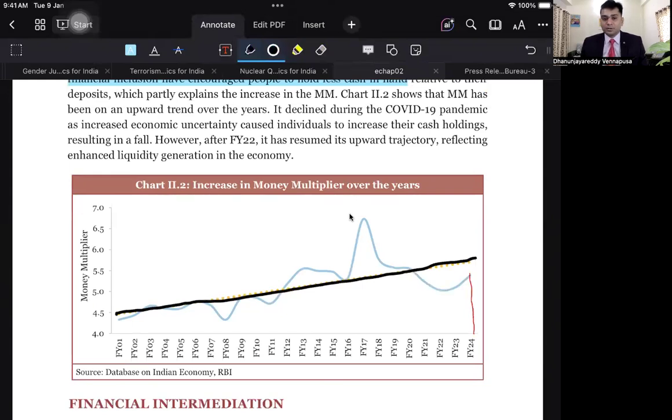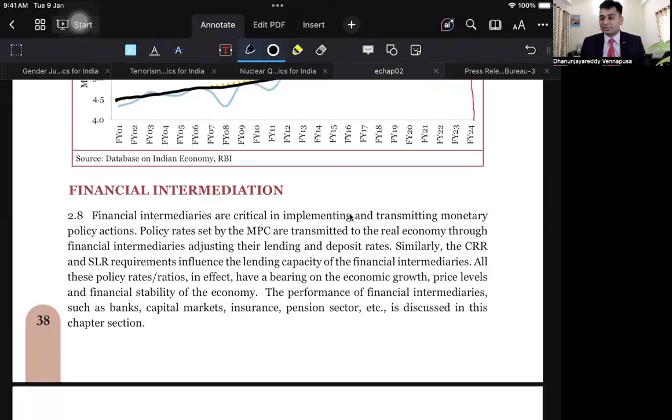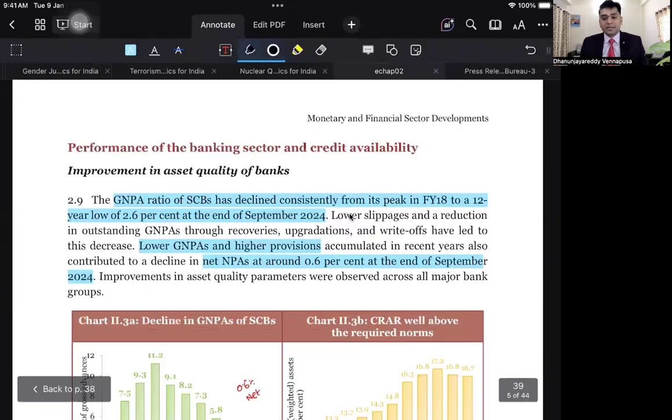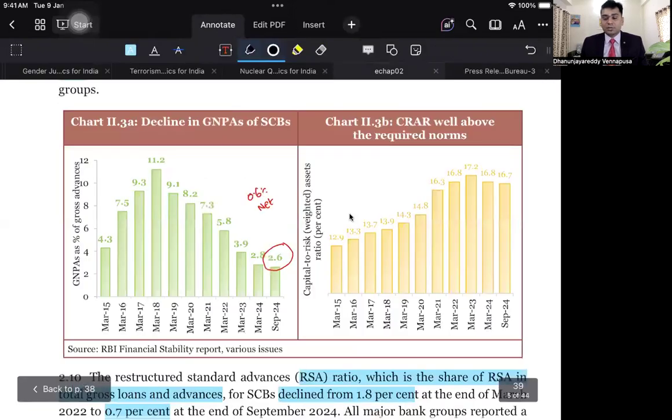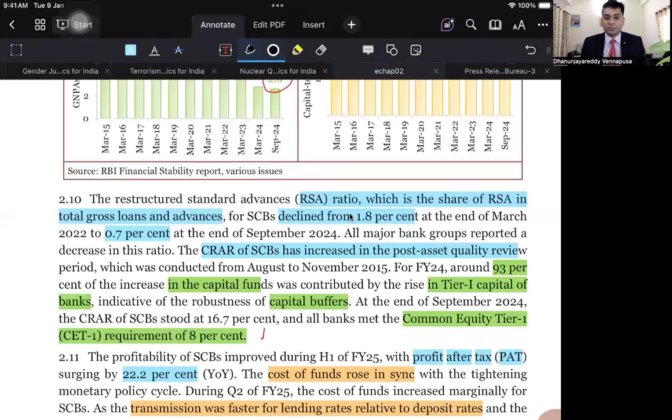Coming to the so-called banking sector, whatever we discussed, they have given it again here. We can visualize that in the graphs. A declining gross NPA of the banks to 2.6% of total loans, and net NPA is 0.6. The CRAR is well above the required norms, that is 16.7% as of September 2024 for all the banks. And all the banks have achieved common equity tier 1 capital.